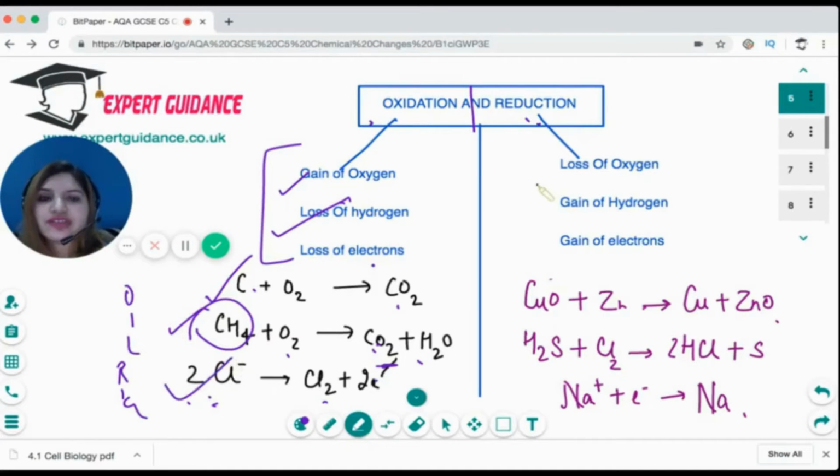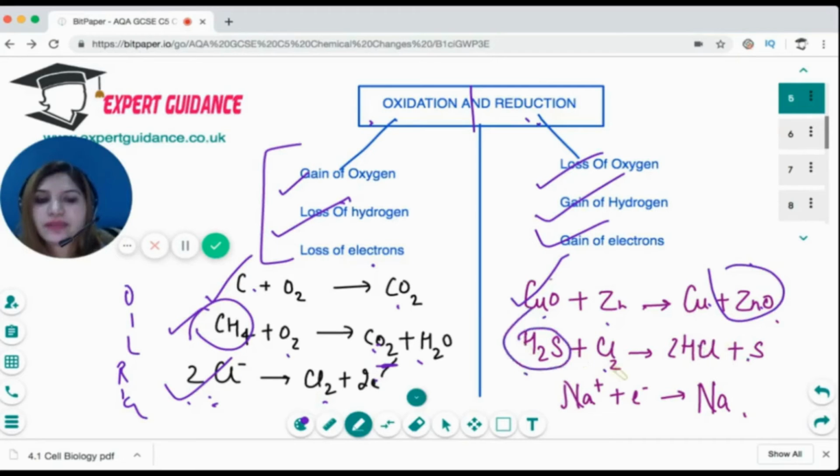For reduction, it's loss of oxygen, gain of hydrogen, or gain of electron. So copper oxide plus zinc is copper and zinc oxide. So there's loss of oxygen by the copper, gain of oxygen by the zinc. H2S plus chlorine is HCl plus sulfur, loss of hydrogen by the H2S, and Na+ plus electron is Na, is a gain of electron by the sodium.